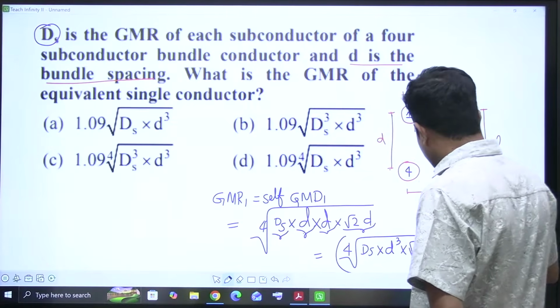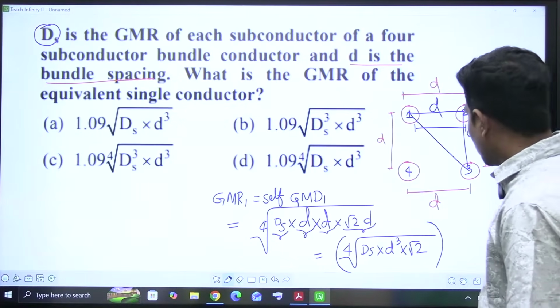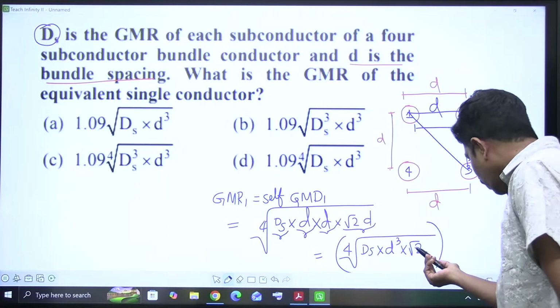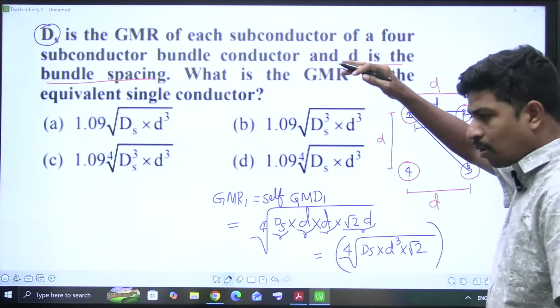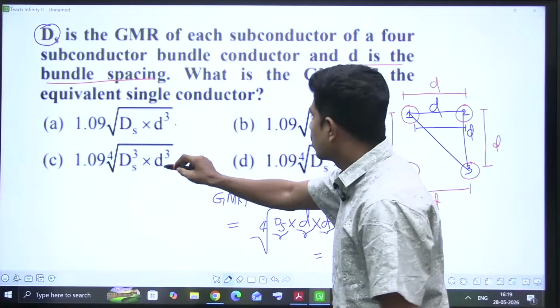Now the question arises here. Sir, that fellow has taken 1.09 outside, but I don't know what is the fourth root of square root of 2. Not required. Look at all four options carefully. D cube is there in this one, this one, this one, this one.